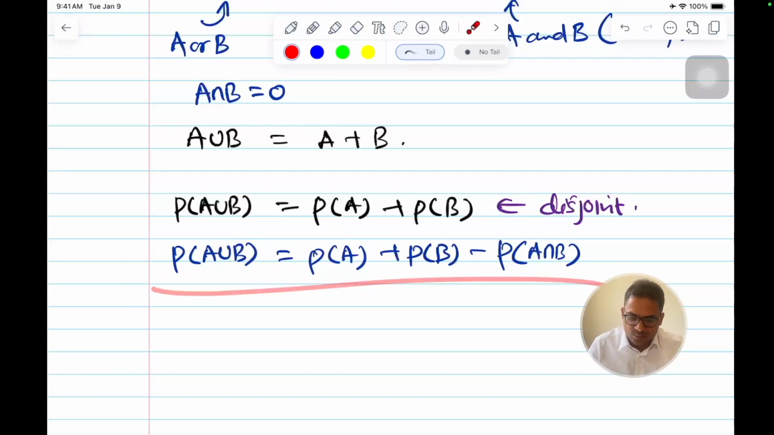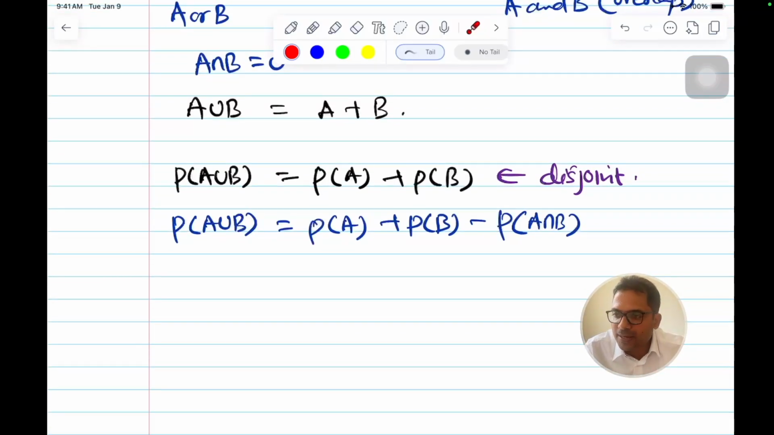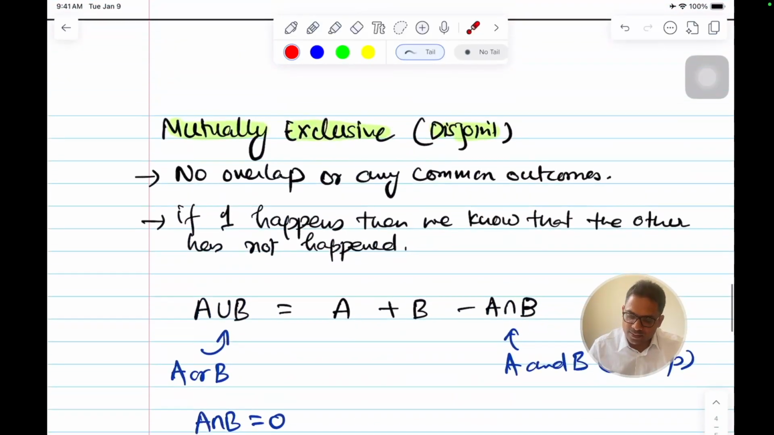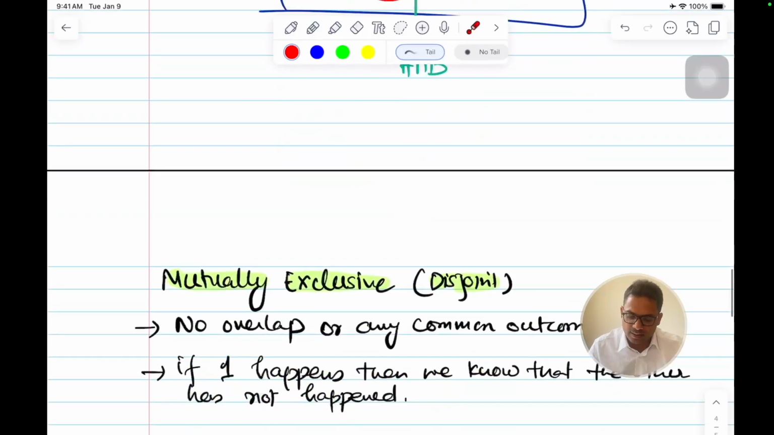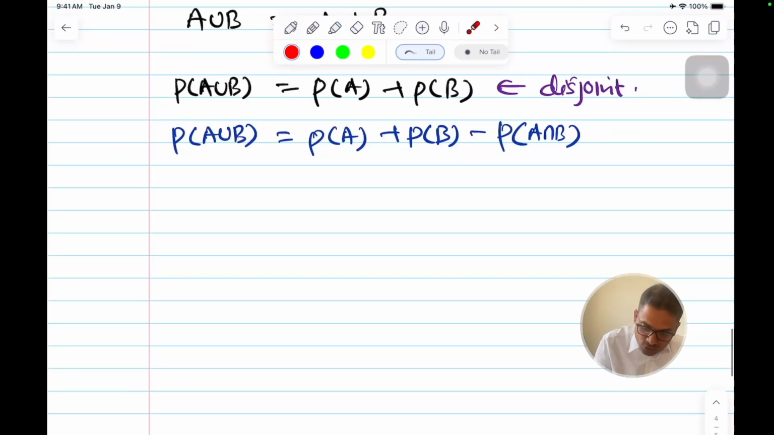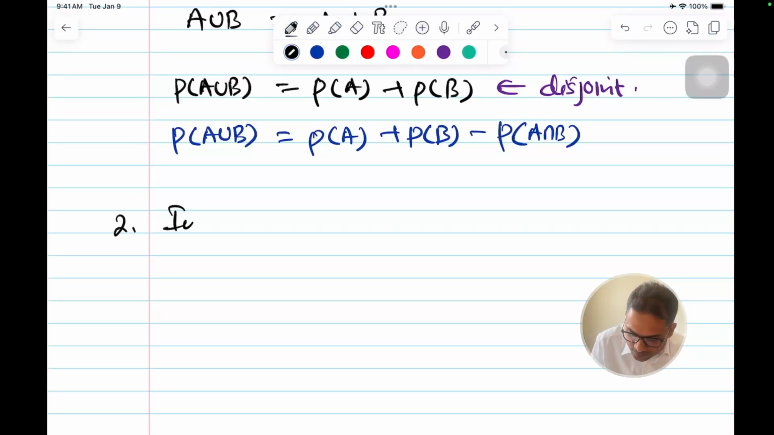Now let's move to what independence means. I hope mutually exclusive events are clear. It's very simple. There is no overlap between two events, and we know that if one has happened, then the other has definitely not happened. So what do we understand by independent events then?